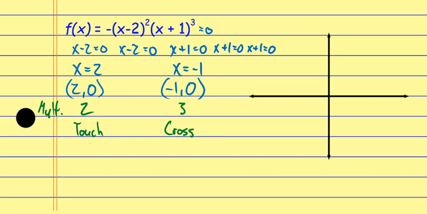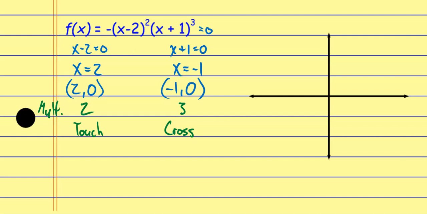Okay? And so that's the idea here. And I don't need to write that out a bunch of times. I just have to look at the exponent. Okay? x minus 2 equals 0. I get x equals 2. And hey, that had an exponent of 2, so I'm going to get that answer twice. x plus 1 equals 0. I get x equals -1. Had an exponent of 3, I'm going to get that answer 3 times.